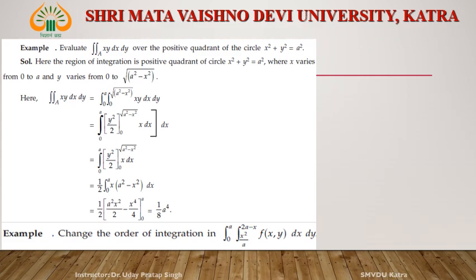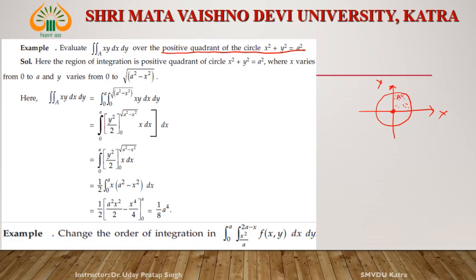So let us see how to evaluate the double integral xy dx dy over the region A. What is the region A? Region A is the positive quadrant of the circle. Okay, so this is the circle x square plus y square equal to a square. Its center is 0 0 and radius is a. In this quadrant we have to evaluate this integral. This is our region A.